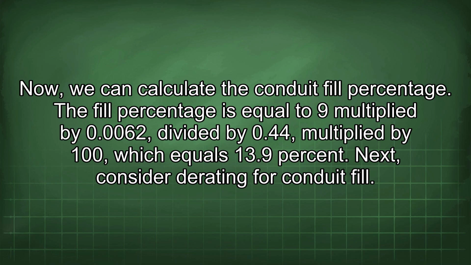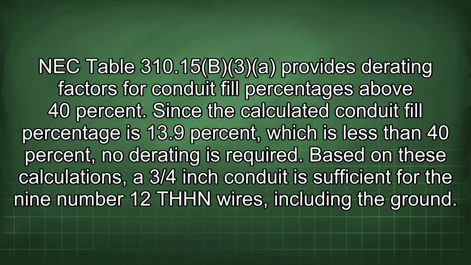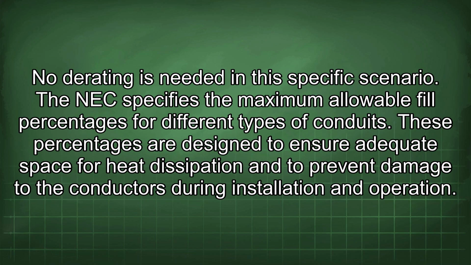Next, consider derating for conduit fill. NEC Table 310.15(B)(3) provides derating factors for conduit fill percentages above 40%. Since the calculated conduit fill percentage is 13.9%, which is less than 40%, no derating is required. Based on these calculations, a 3/4 inch conduit is sufficient for the 9 number 12 THHN wires, including the ground. No derating is needed in this specific scenario.